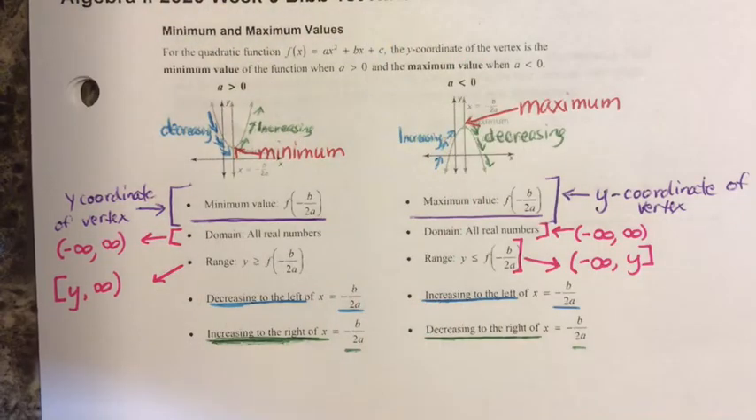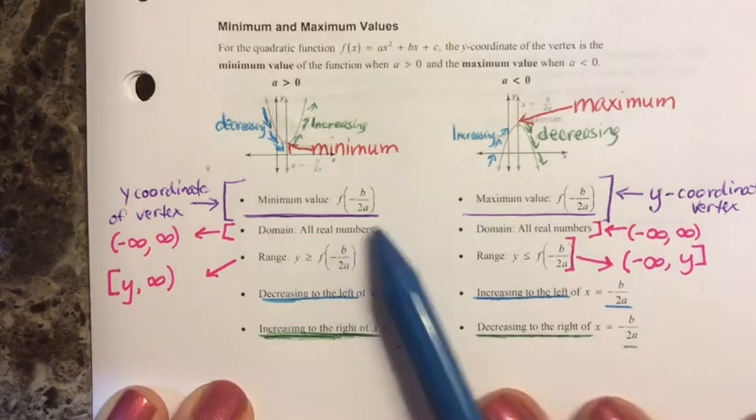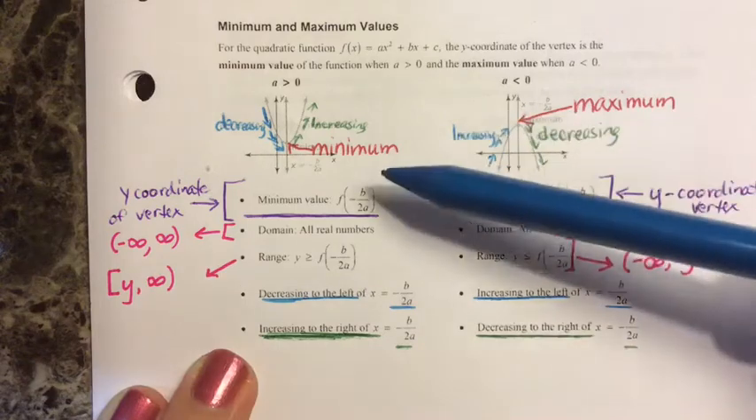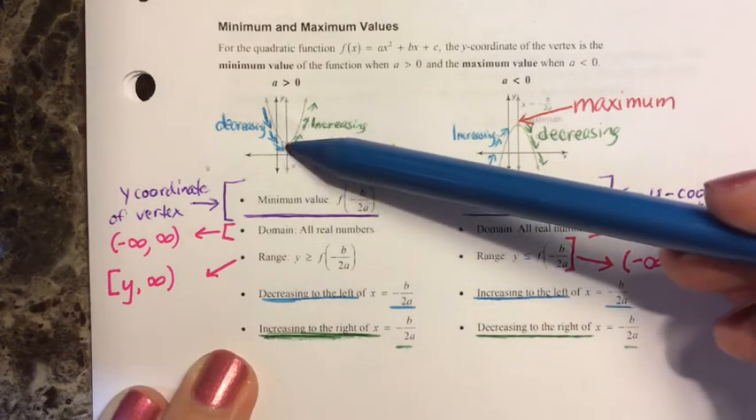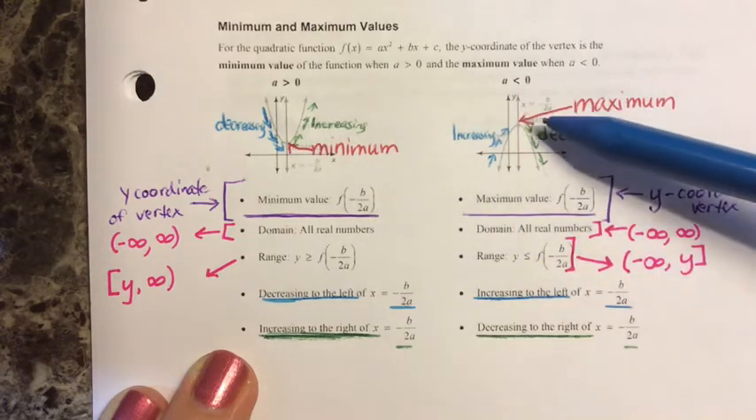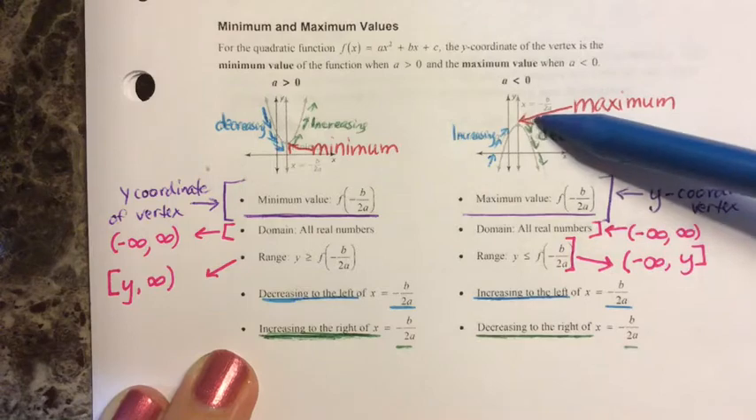This pertains to the maximum and the minimum values that you can find within a quadratic function. This is on Student Journal page 32. How do you know your graph or your parabola has a minimum value or a maximum value? This one pointing up has a minimum because it has a lowest point, and this one that points down has a maximum because it has the highest point.